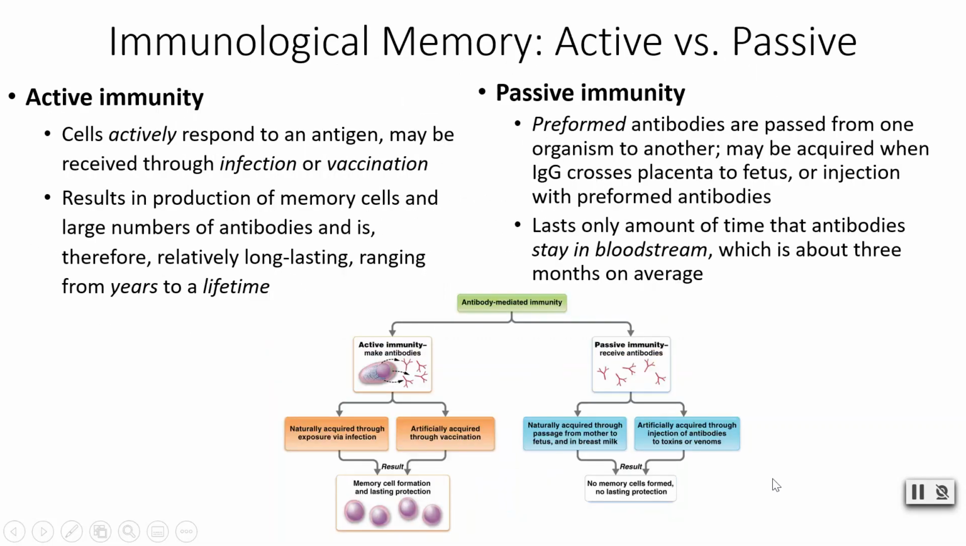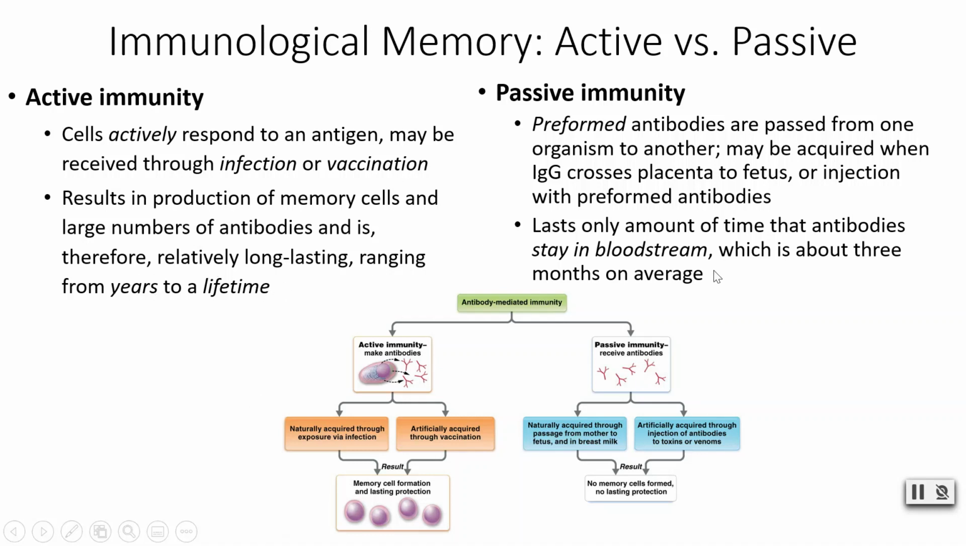Now, last but not least, we can compare active and passive immunities within our body. Active immunities are your cells actively responding to antigens. This could be due to an infection in your body or perhaps a vaccination that you have received. It does result in both memory cell production and antibody production. So this can be a very long-lasting immunity. Some of these memory cells can last years, maybe even your full lifetime.